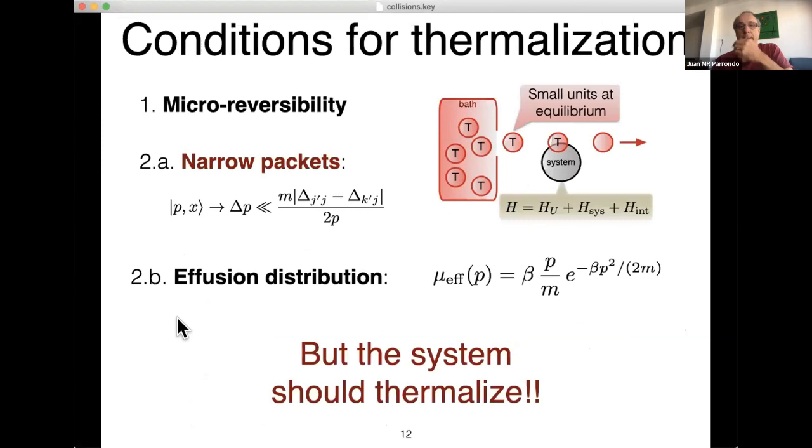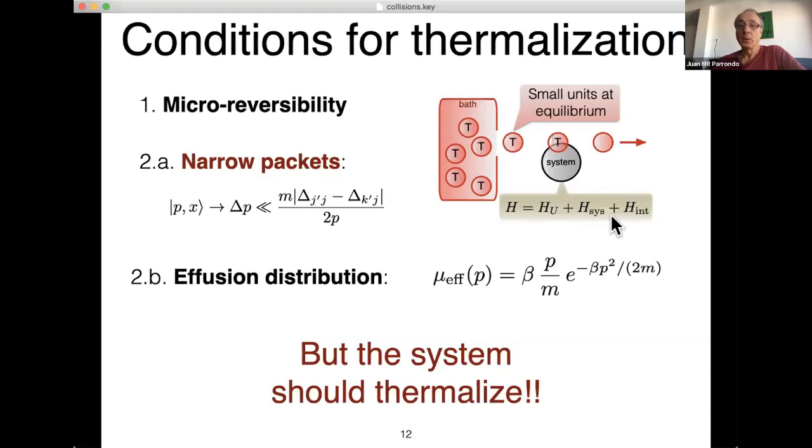So with this, I think I finish what we have done in these last years, which is this distinction between narrow and broad packets and these conditions of thermalization. But I want to finish with questions that we are still thinking of, and I think they are kind of open and interesting problems. And this is this first thing of the distinction between narrow packets and broad packets.